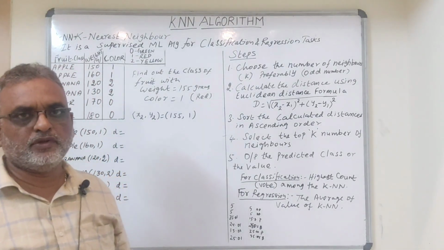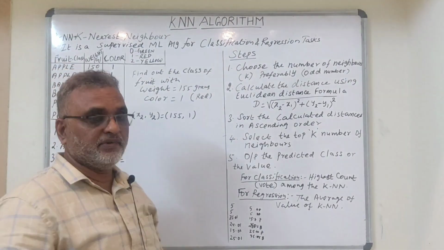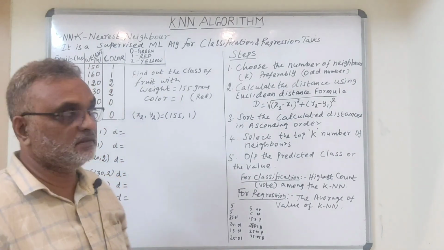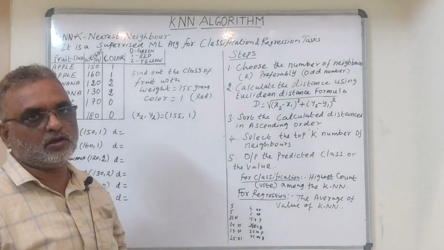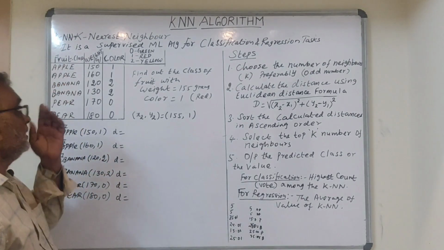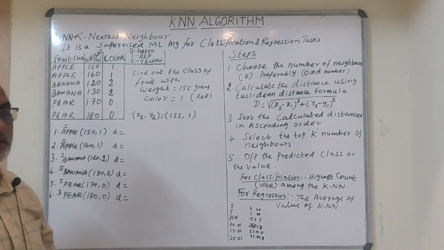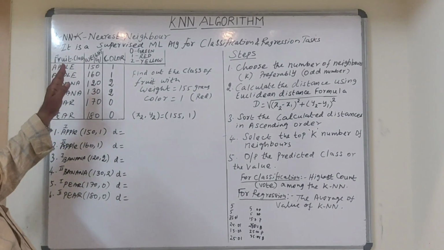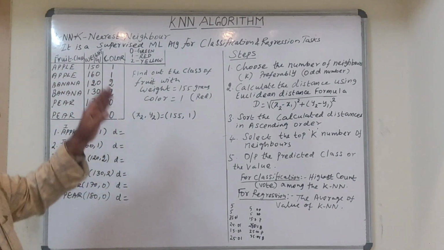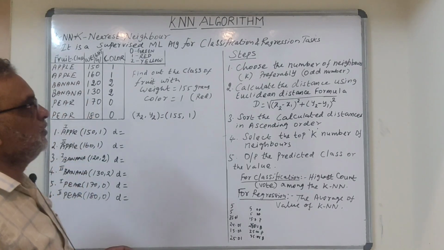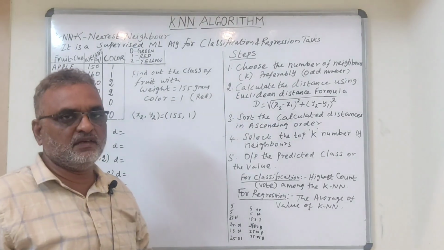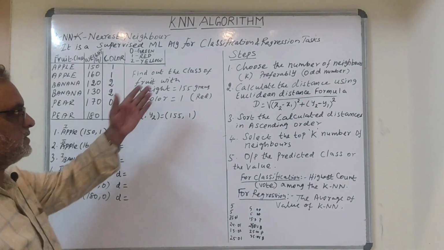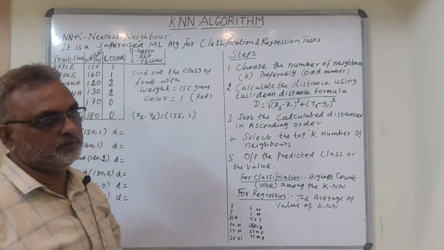So in this video we are going to discuss another very important concept from machine learning, that is the KNN algorithm. KNN stands for K nearest neighbor. It is a supervised machine learning algorithm for classification and regression tasks. Let us see the various steps of this algorithm.